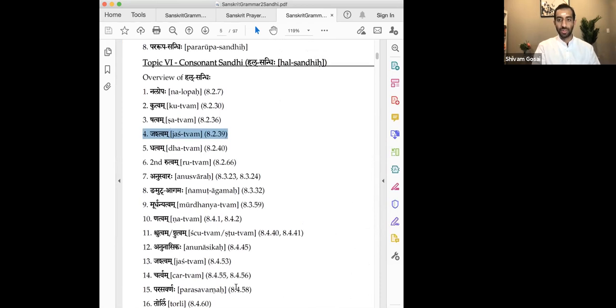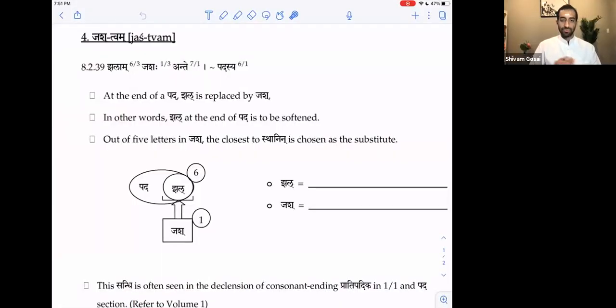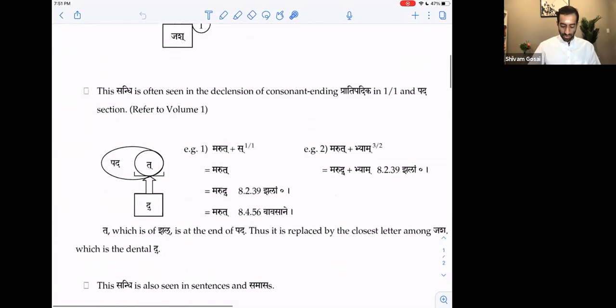Okay, so for many of you, it might be page 65. So this sandhi, it's quite complex. So we're going to try to make it simple and see the main point where it's going to be relevant. When we see this jaśtvam-sandhiḥ, I'll show you where it's most useful.